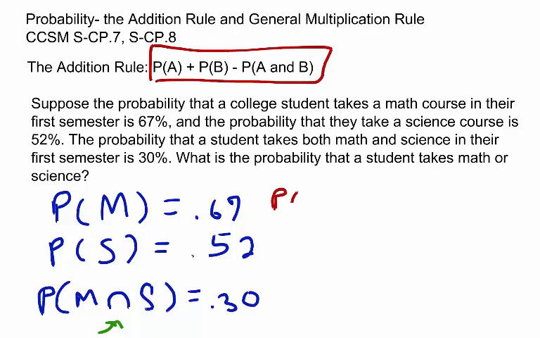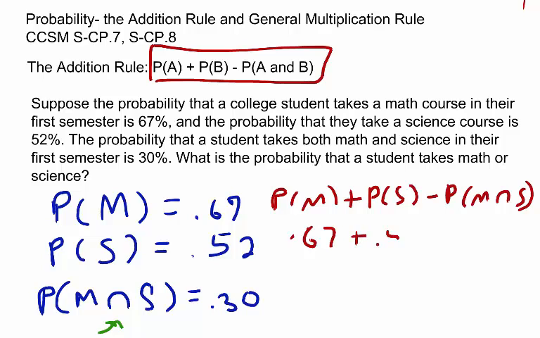So we say the probability of math plus the probability of science minus the probability of math and science. Notice how we're following the format of the addition rule formula. Now let's substitute our values. So we have 0.67 plus 0.52 minus 0.30, which equals 0.89. Therefore, the probability that a student takes math or science is 0.89, or 89%.